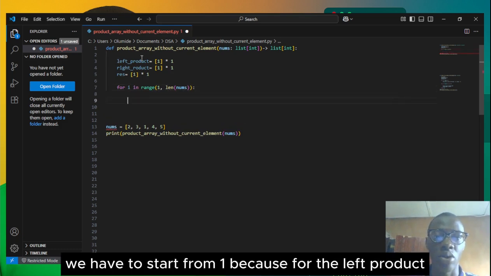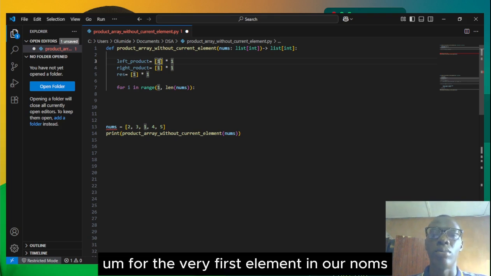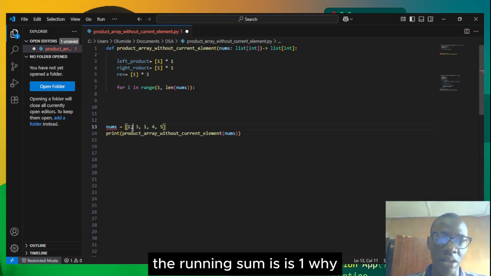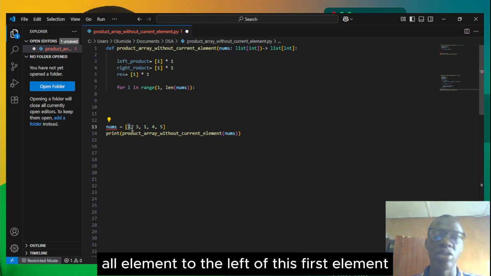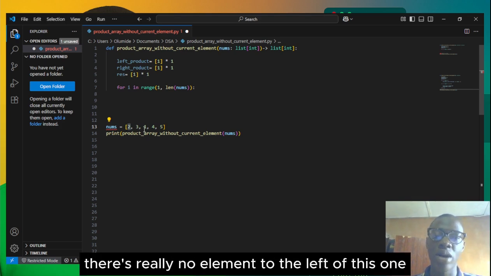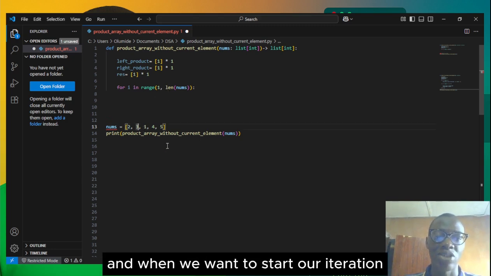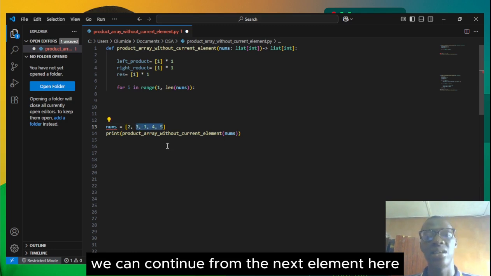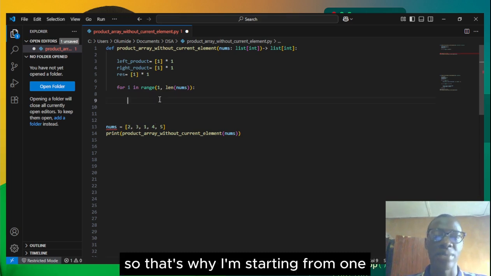We have to start from 1 because for the very first element in our nums, the running product is 1. Why? Because the product of all elements to the left of this first element is 1, since there's really no element to the left of it. So we just initialize it with 1, and we can start our iteration from the next element. We already have the value for this as 1 by default, so that's why I'm starting from 1.